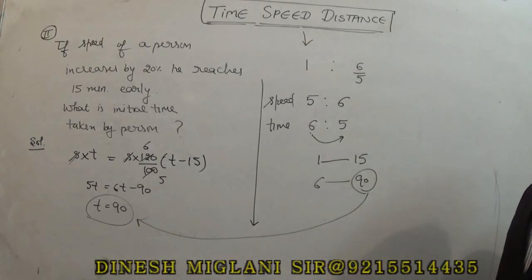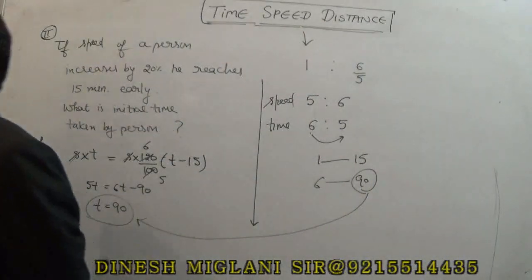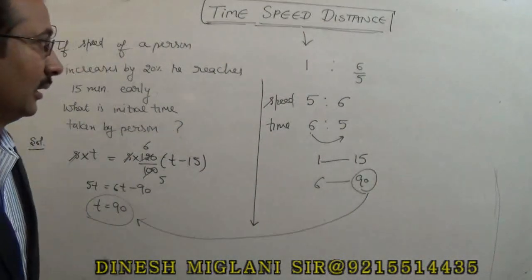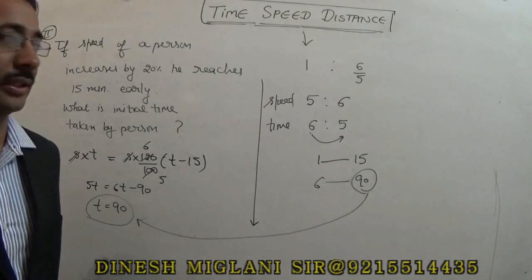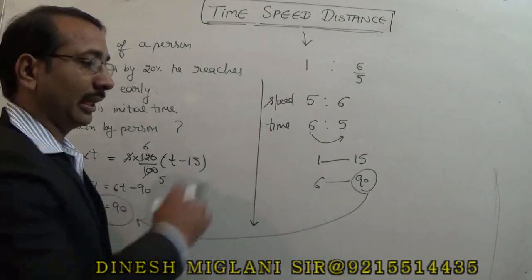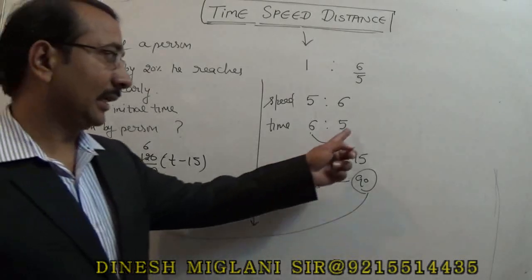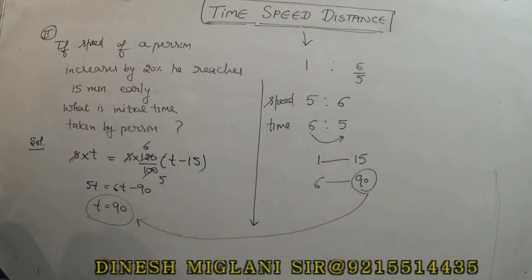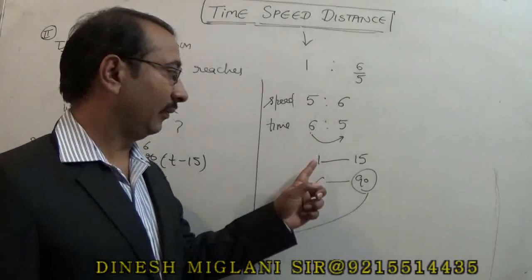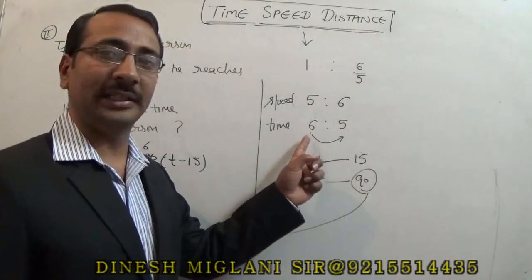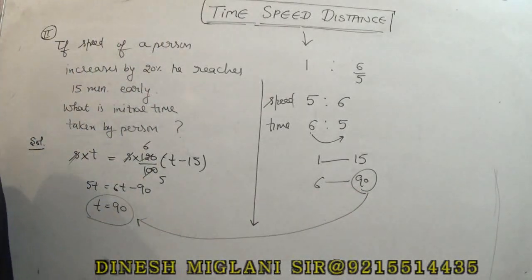Pay attention here to what we have done. Suppose the speed of the person is 1. His speed increases by 20%. So now it has become 6 by 5. Ratio of their speed is 5:6. We can say the ratio of their time will be 6:5. In this case, he reaches 15 minutes early. So I can say the difference is equal to 1. When we say 1 is 15, we have to find the initial one. 6 will be equal to 90. Our answer is said to be 90.